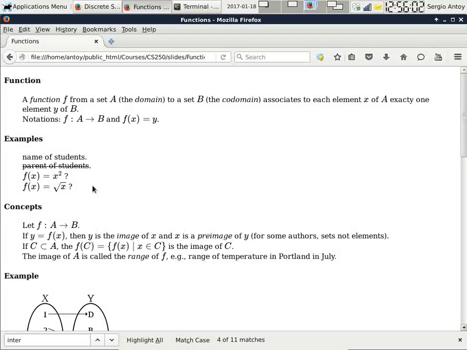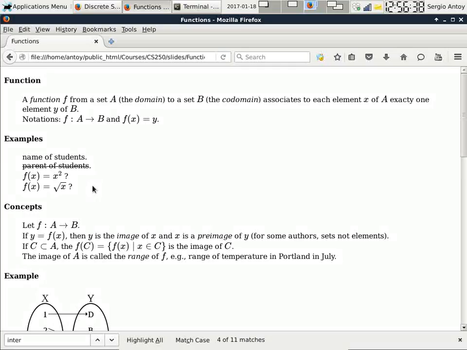The name of a student. What is the domain? The set of all students. What is the codomain? The set of all names. Parent of a student. This is not a function. Why is it not a function? Right, because people have two parents. Now there is cloning, but they don't do it yet with humans. So this is still a good example.